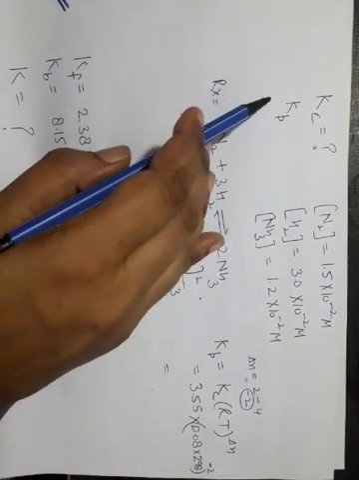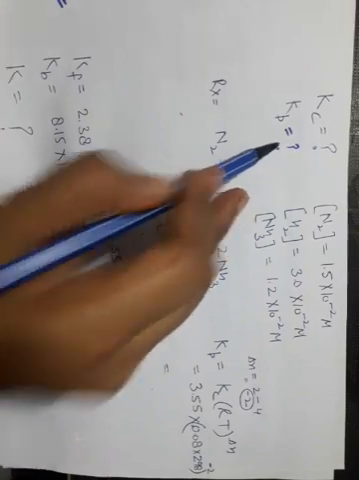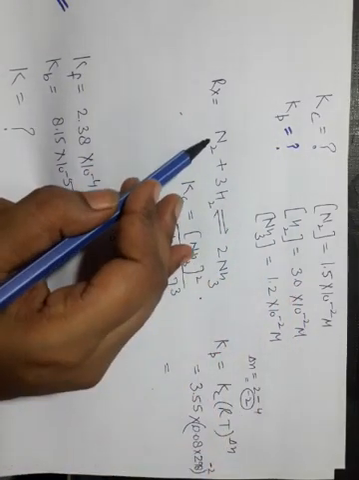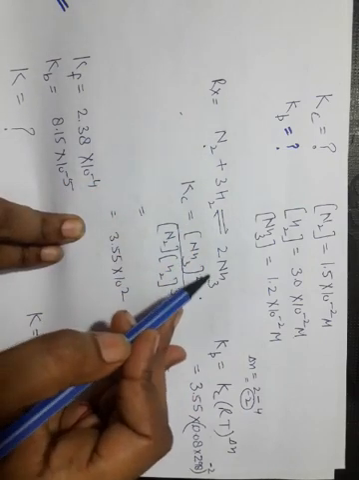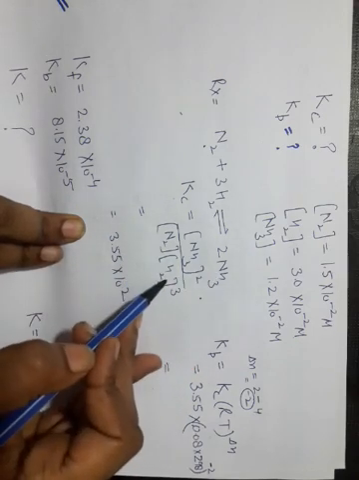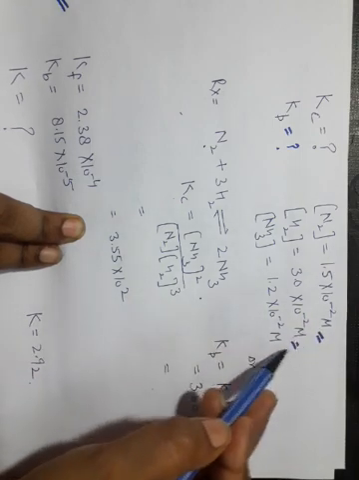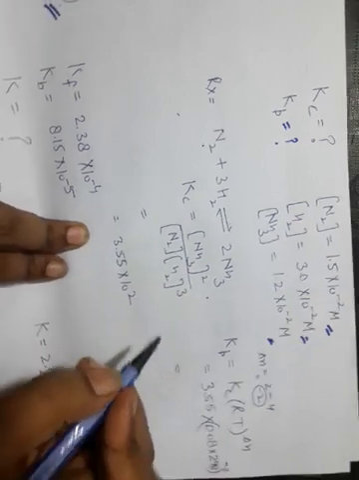In the second numerical, you have to calculate Kc as well as Kp, and the concentration of each term is given. Here the reaction is given: N2 plus 3H2 gives you 2NH3. Equilibrium constant is equal to product concentration over reactant concentration raised to the power of stoichiometric coefficient. The concentration terms are given. Place the values in their concentration terms.